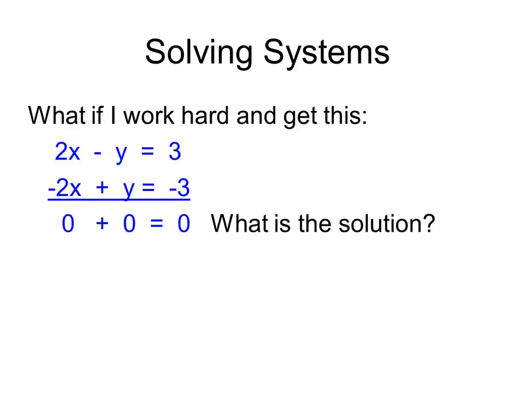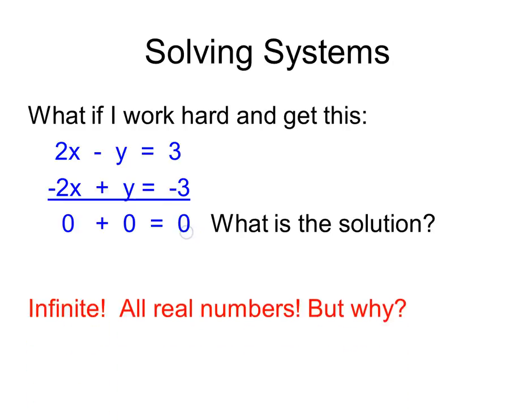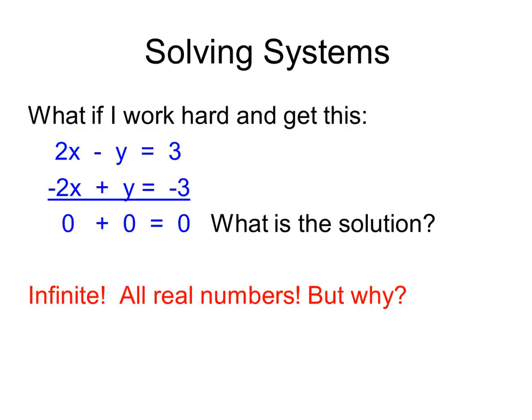What if I worked really, really hard and I figured out a way 2x minus 2x is 0, but what happened was, look, everything went away. 0 equals 0. What is the solution? Infinite. Anything will work. It doesn't matter what you put in there. It's going to work. But why?